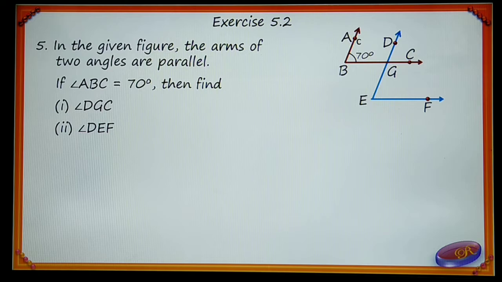Question number 5. In the given figure, the arms of two angles are parallel. That is, AB is parallel to DE and BC is parallel to EF. If angle ABC is equal to 70 degree, then find number 1, angle DGC, second one, angle DEF. Solution. Observe carefully the given figure.